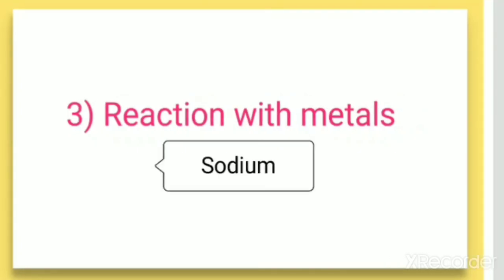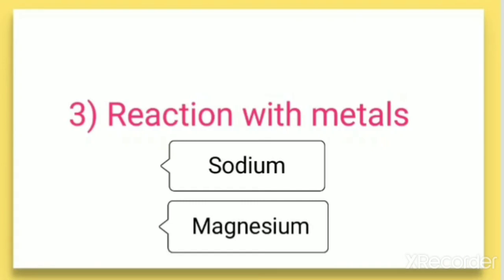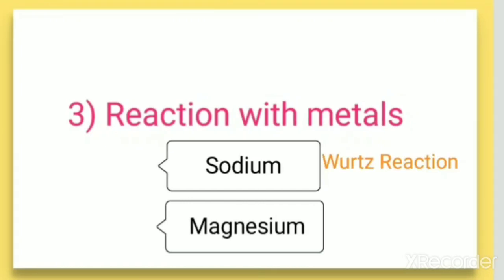So, for us in the syllabus, there is a reaction with sodium and reaction with magnesium. So, we need to discuss the reaction of alkyl halides with sodium and magnesium. Let us discuss first reaction with metals, that is sodium metal. This reaction is a name reaction which is called as Wood's reaction.